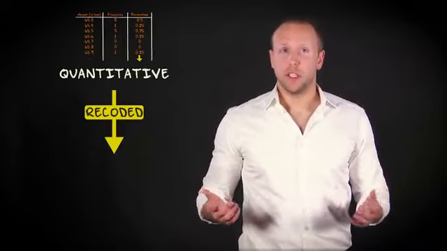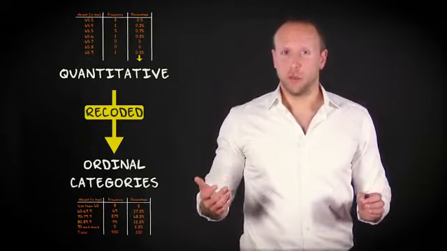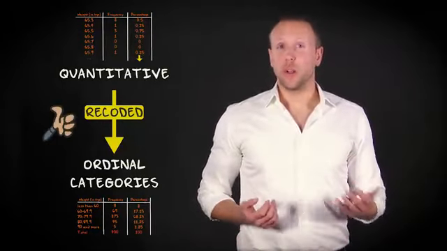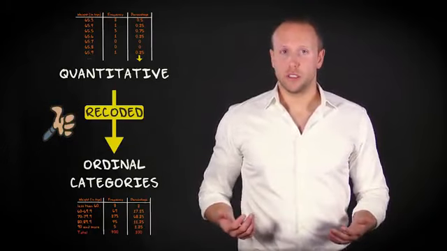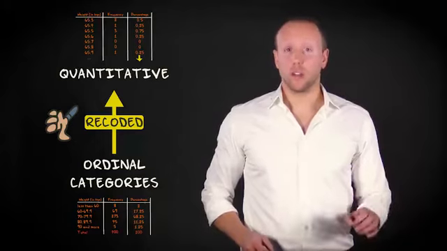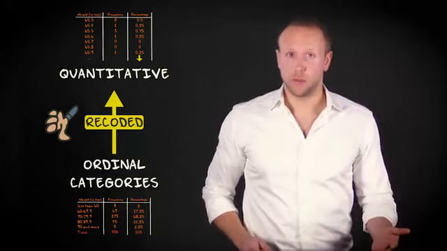We say that you have recoded the variable. The variable weight was a quantitative variable that you've turned into an ordinal variable with only 5 categories. It is very easy to recode quantitative variables into ordinal ones. However, the other way around is impossible. You cannot recode ordinal variables into quantitative ones.